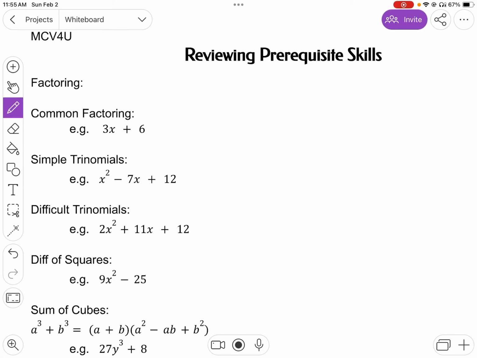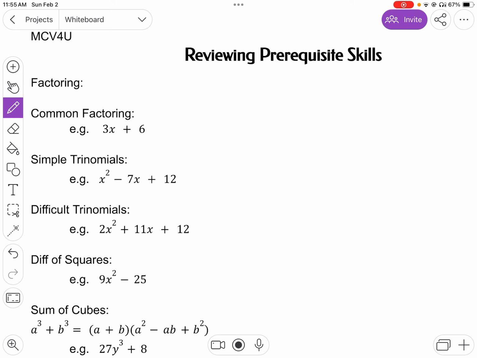All right, hello everybody. We're going to do a quick lesson today. It's a fairly simple one, just on some prerequisite skills that are going to come in handy, just to kind of refresh on before we jump into some new calculus stuff later in the week.